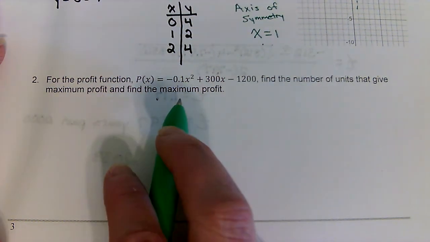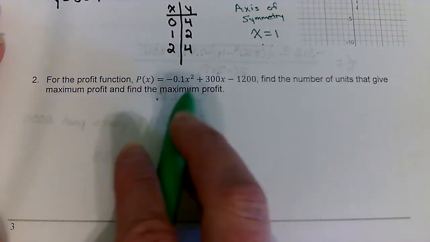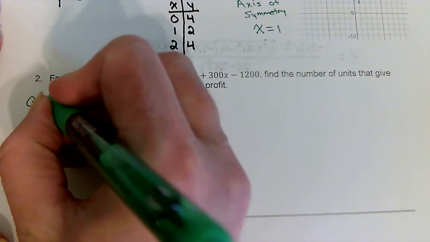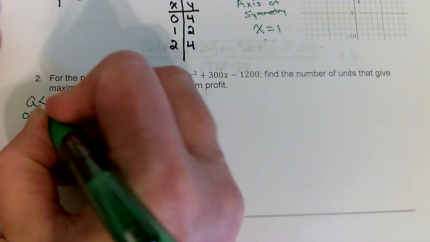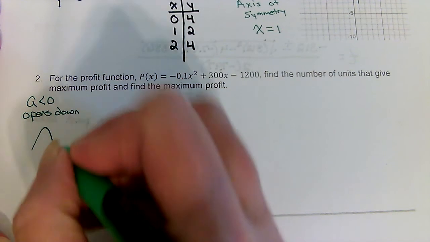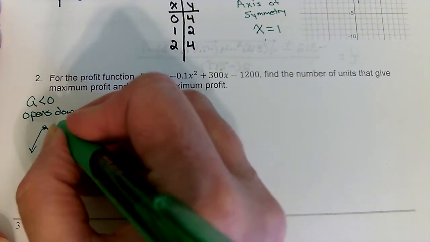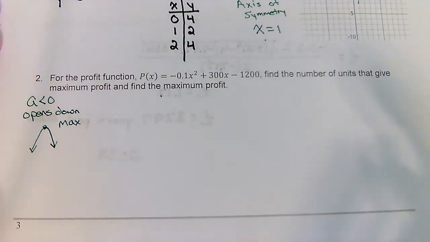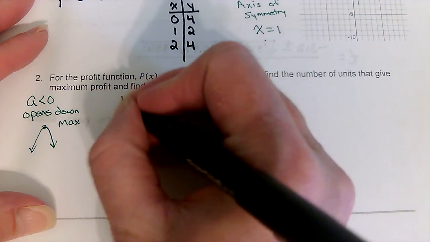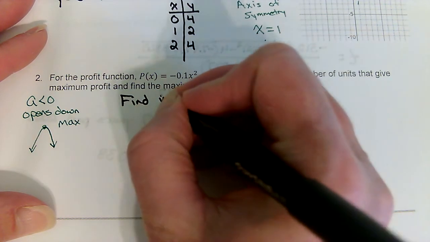Now let's think about which way this graph is going to open. Since a is negative, this opens down. So my graph is going to look like this. So I definitely will have a maximum, right? Max. So I just need to find that point, and that point is my vertex. So I need to find the vertex.